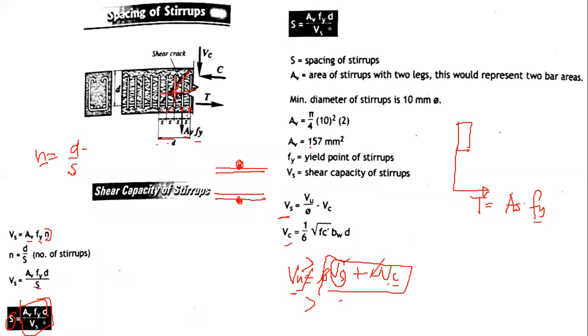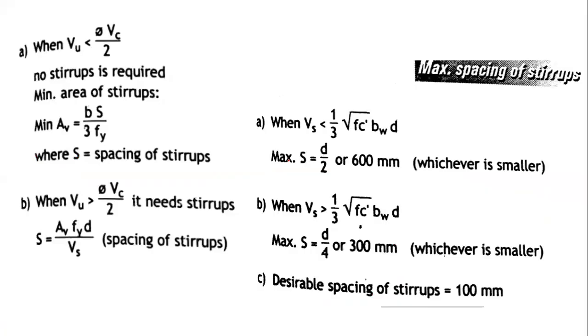Ano yung EV? 157 kasi dalawang 10 mm. 10 mm naman ang ginagamit lagi natin na stirrups. Okay? Wala nang iba. Walang 12. Mahirapan tayo sa pag-bend. Minimum siya. Okay? So, what else? Some conditions that we have to check.